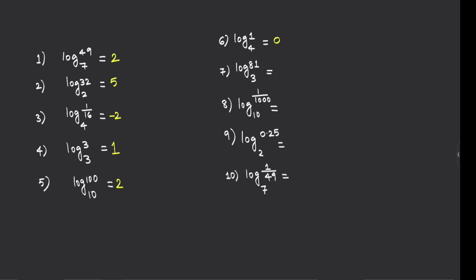How many times 3 should be raised to get 81? 4 times. So 3 to the power of 4 is equal to 81. So log 81 to the base 3 is 4.